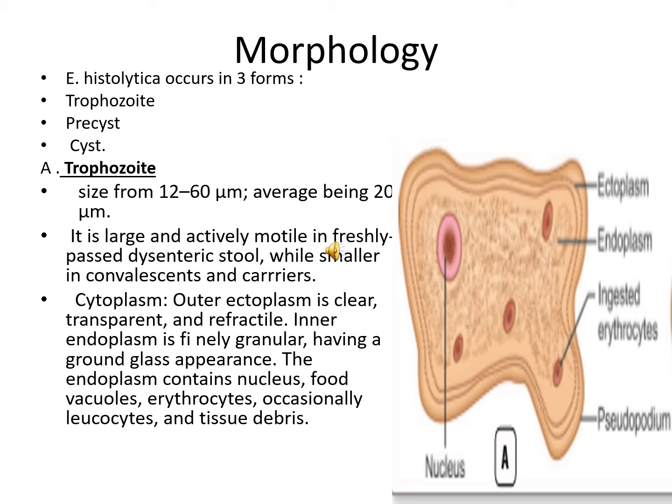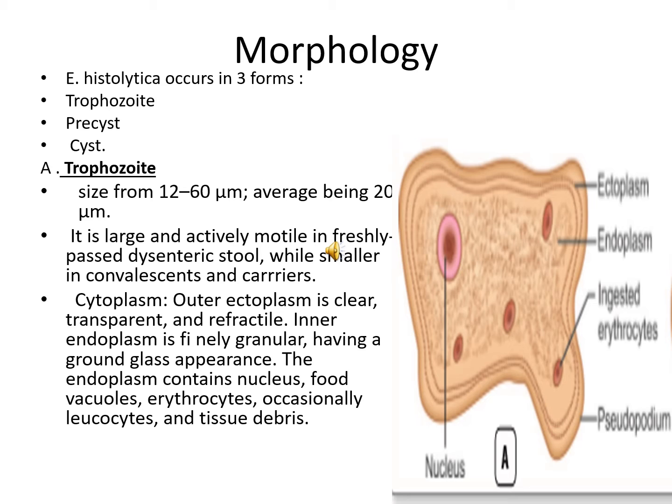Moving to the morphology of the amoeba, Entamoeba histolytica, it occurs as three forms in its life cycle. First is the trophozoite form or the mature form, then the precyst, and the cyst, which is the infective form of the amoeba. First is the trophozoite. The size is about 12 to 16 μm, and the average is about 20 μm. It is larger than the other two forms, and it is actively motile in the fresh dysenteric stool.